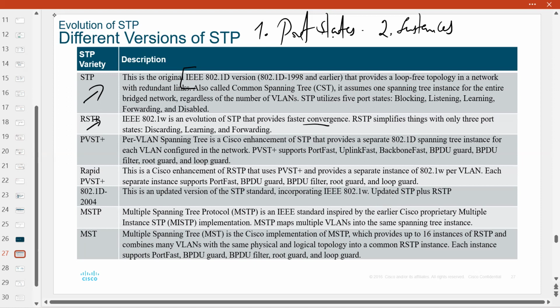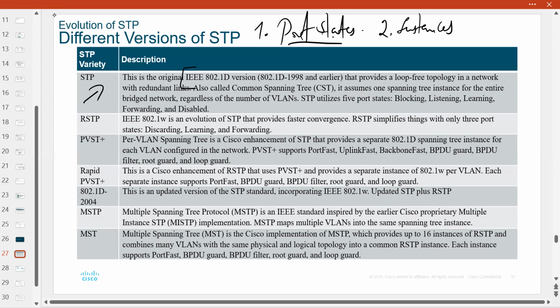So we no longer have the first 3 states, the disabled, the blocking, and the listening. They are compressed into one called discarding in this case, so that we have faster convergence. That's why this one is called rapid STP, because it has fewer port states, therefore faster convergence.